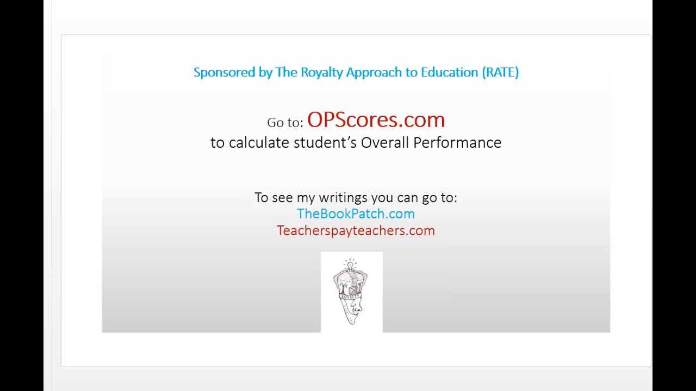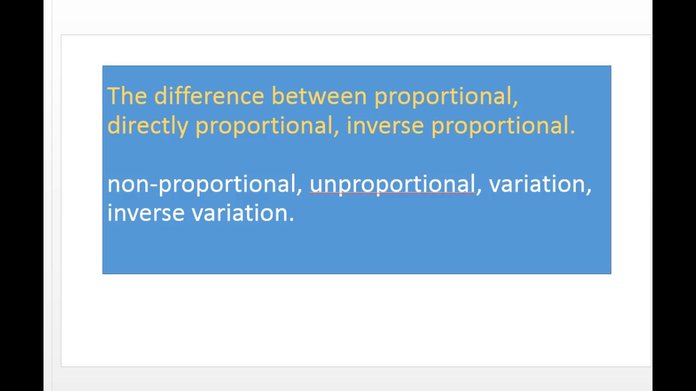The first in this series is about proportionalities, the difference between directly proportional and inversely or indirect proportionality. Those words can be seen and they're used quite interchangeably. But I just want to clarify what they actually mean and to reduce any possible confusion in relation to them.